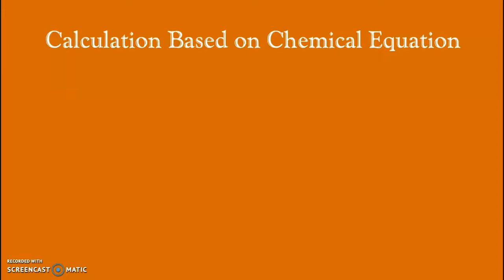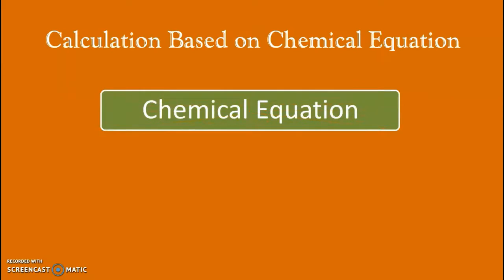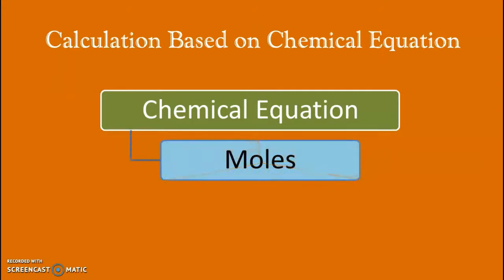So whenever we write any chemical equation, it gives us different information. It gives us information about the number of moles of each reactant and each product. When we balance a chemical reaction equation, we write some coefficients, and these coefficients represent the number of moles or the molar ratio. So a balanced chemical equation gives us information about the number of moles of the reactant consumed and the number of moles of the product produced.